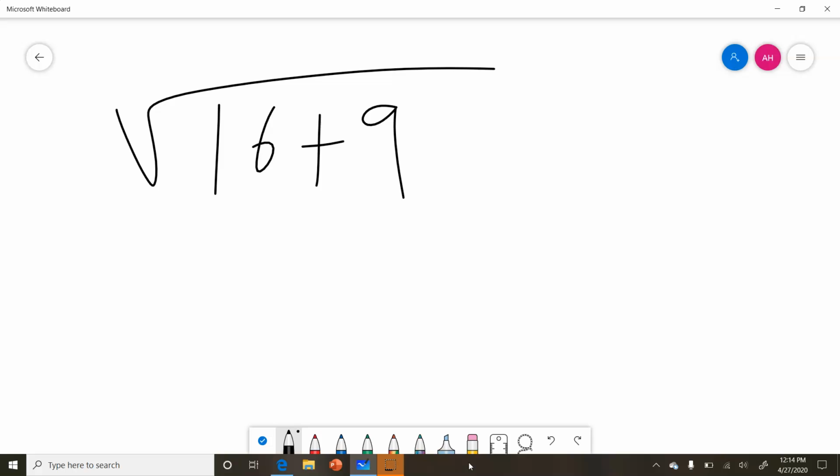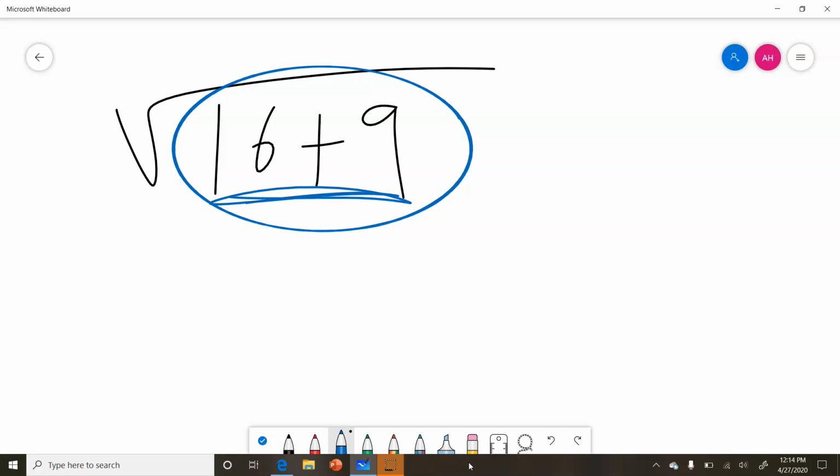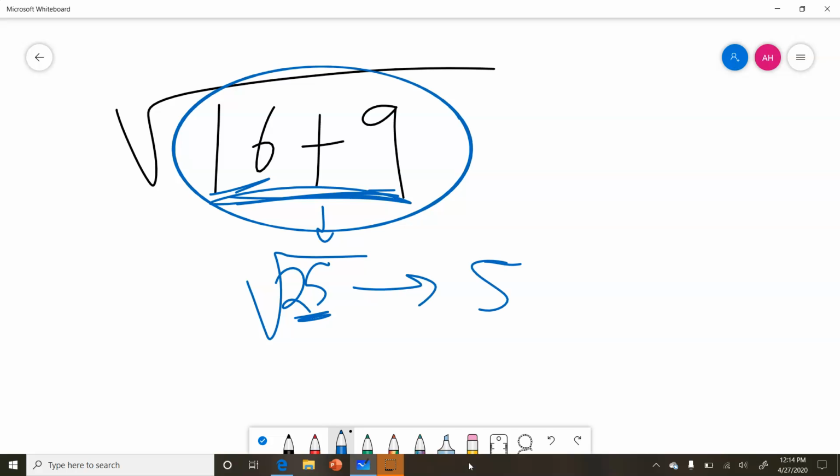Now this is going to be a different answer. This is very important. Why is it going to be a different answer? Because what do we always do? We do what's inside first. So what is 16 plus 9? Well, that is 5. Now I have to bring my square root sign back. And I get the square root of 25. Sorry, not 5. 16 plus 9 is not 5. It's 25.